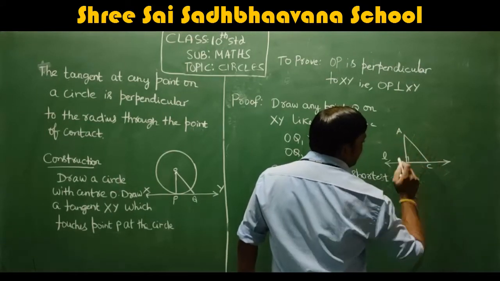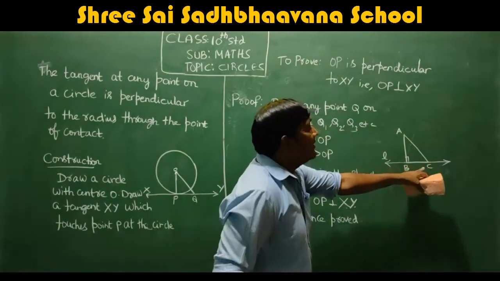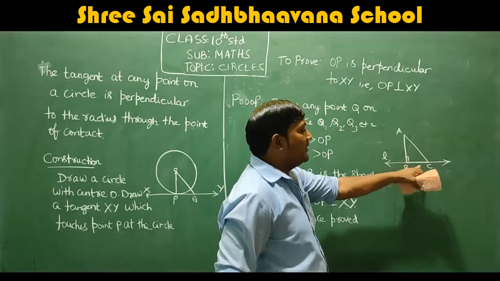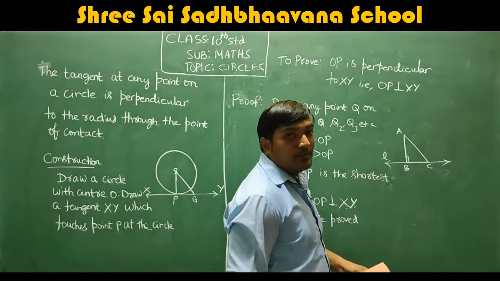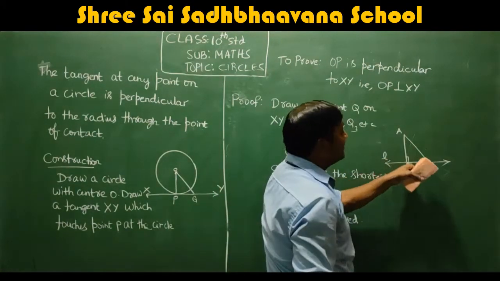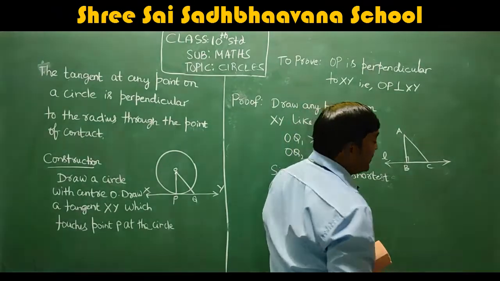I drew a line L which touches B and C both. So C is on the line, and B is on the line also. Both the points are there. But which is perpendicular? AB is perpendicular. So AB is the shortest distance, not AC. That is only what I am trying to make clear to you.